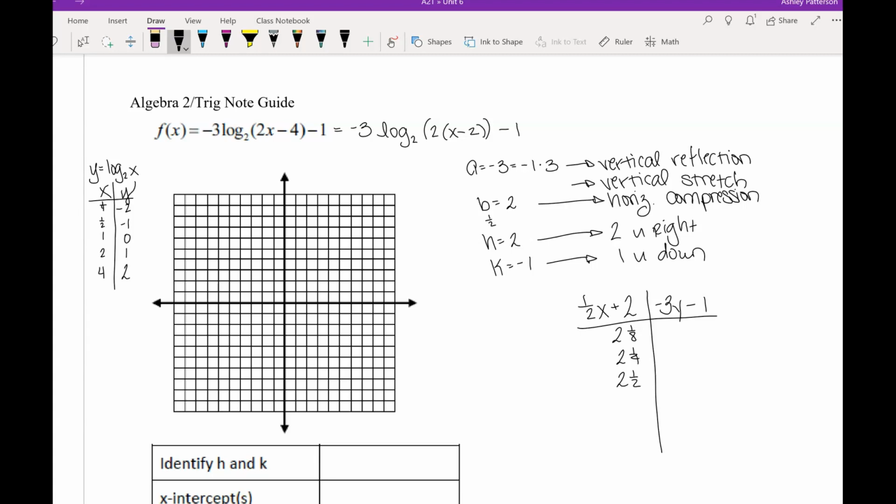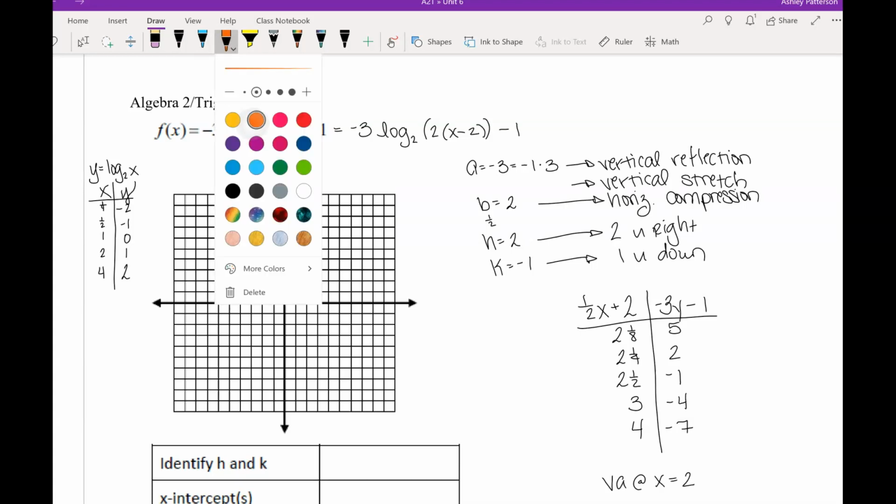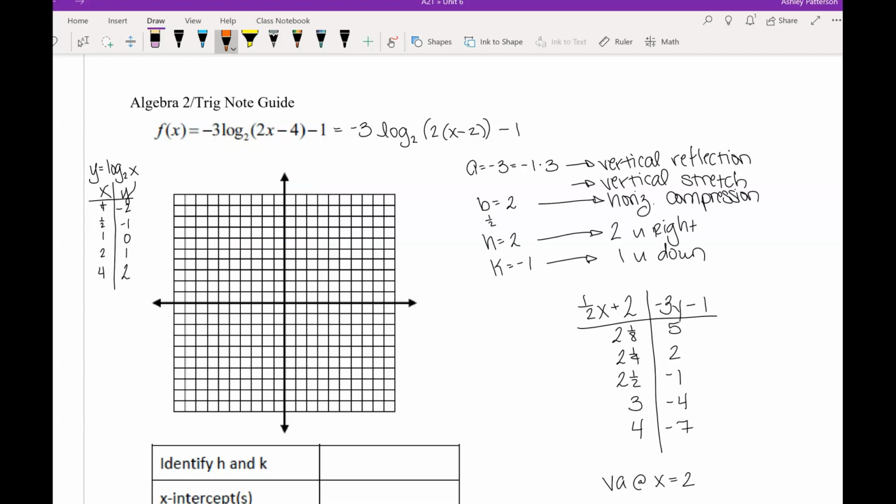Go ahead and actually pause the video, please, and then press play when you're ready to go. Hopefully you were able to fill in the table okay, and you have now pressed play. Something else I'm going to state is that the vertical asymptote is at x equals h, so x equals 2. You know I always like to have that written. So go ahead and graph that with me, please. X equals 2.